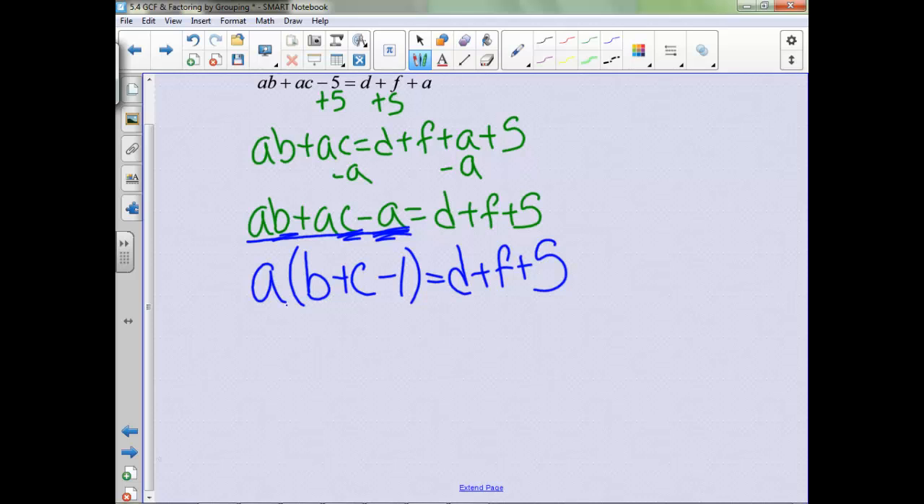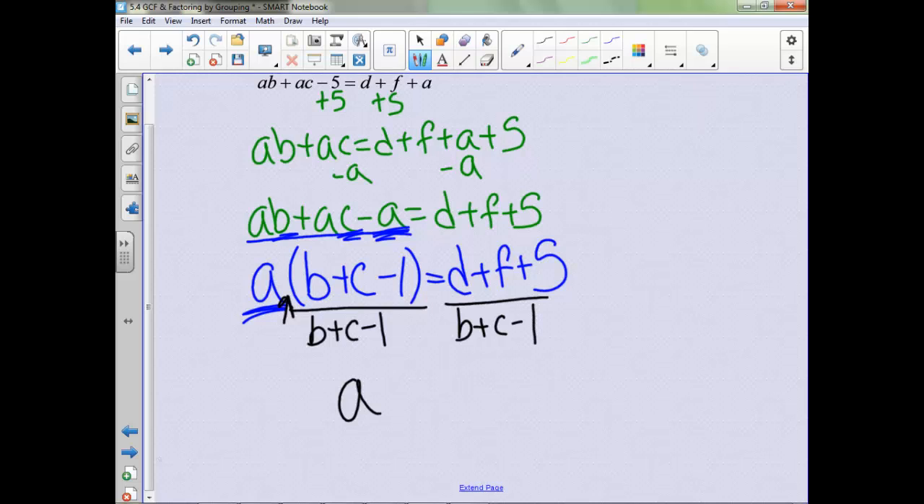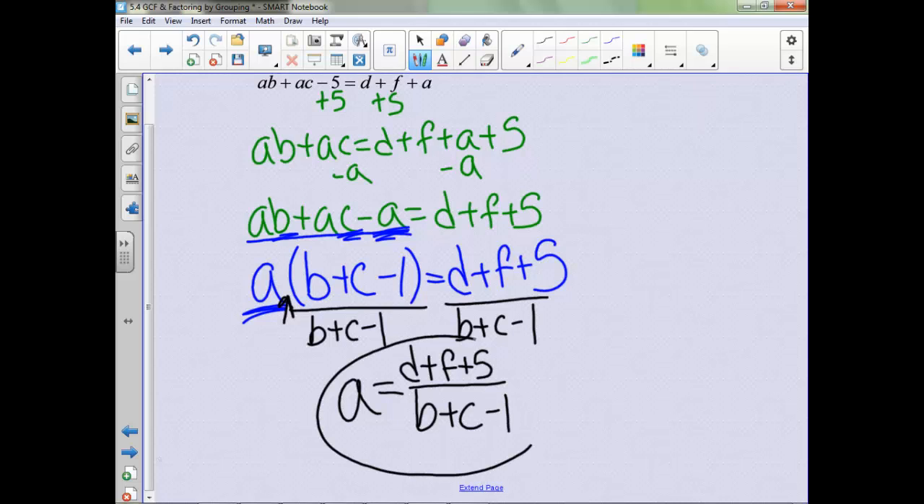And now we still want a by itself, and notice multiplication is the operation going on here, so we can divide both sides by b plus c minus 1. So our a equals d plus f plus 5 over b plus c minus 1. And this is section 5.4.